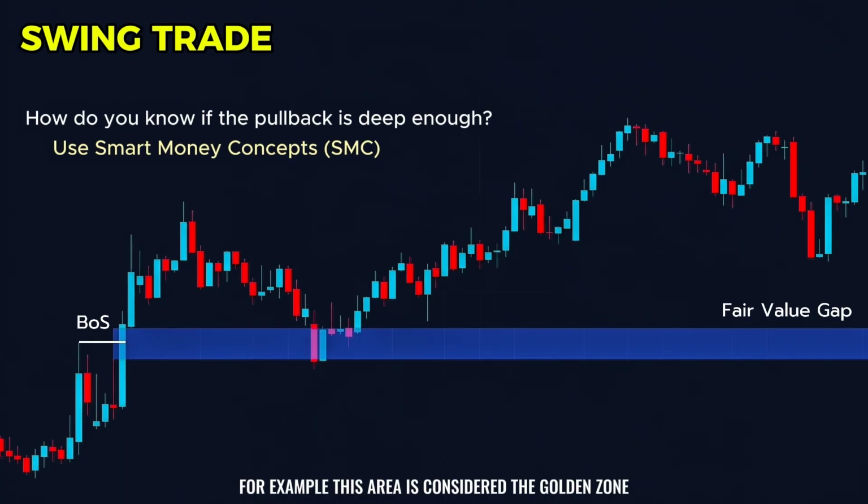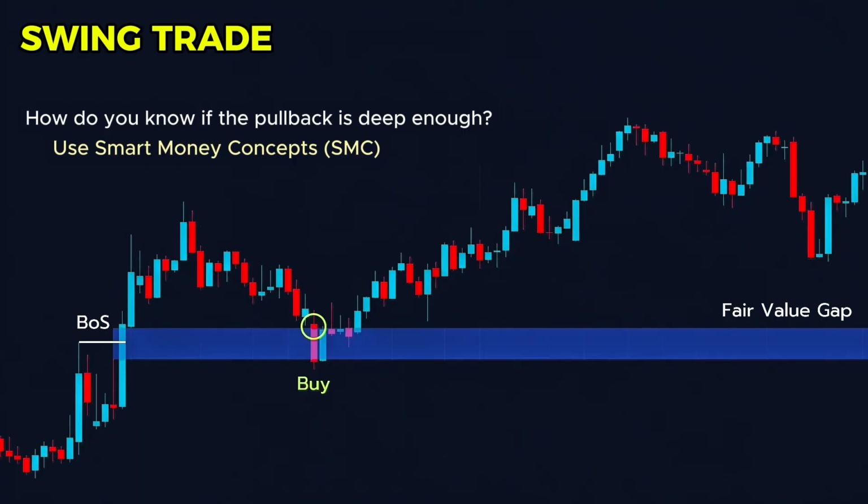For example, this area is considered the golden zone. Ideally, the price should retrace between 50% and 61.8%. In this example, the price retraces perfectly into this zone. We can enter a buy trade here. After that, the price continues moving higher.